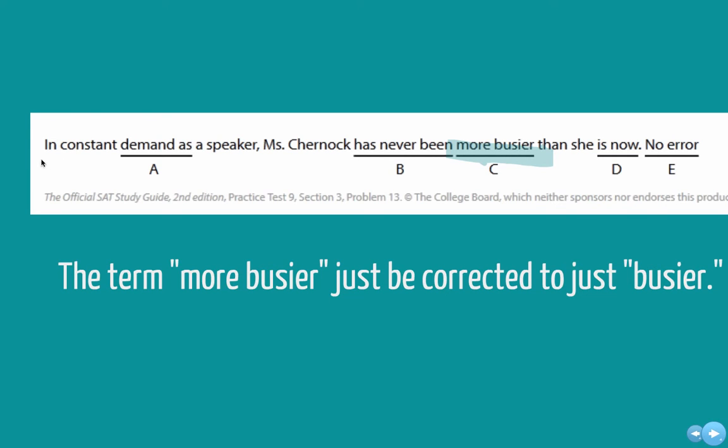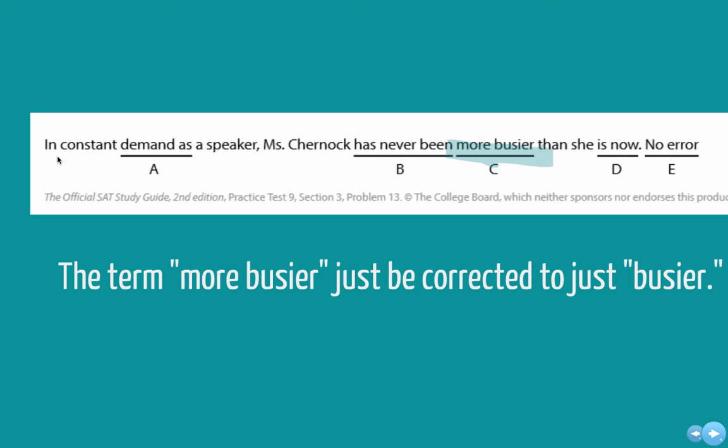This sentence reads, "In constant demand as a speaker, Ms. Chernock has never been more busier than she is now." We identify busy as the root adjective which describes Ms. Chernock. Notice how it's sandwiched between the suffix er and the prefix more. As we now know, comparatives can't be formed by adding both of these things onto the root adjective. As the adjective busy can be modified into a comparative by adding the er suffix, we can correct this sentence by replacing more busier with just busier.